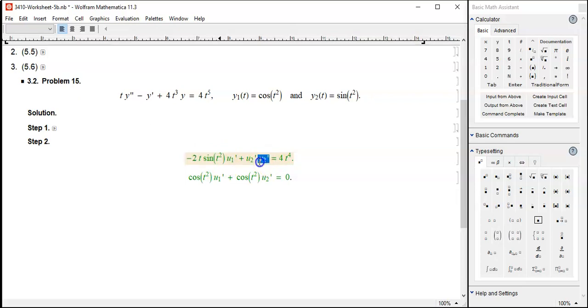And let's work this one. What is y2 prime here? Derivative of sine is cosine. So this has to be cosine of t squared. And by the chain rule, we have to multiply the derivative of the inside. It is 2t. And we end up with this system of linear equations, this and that one.